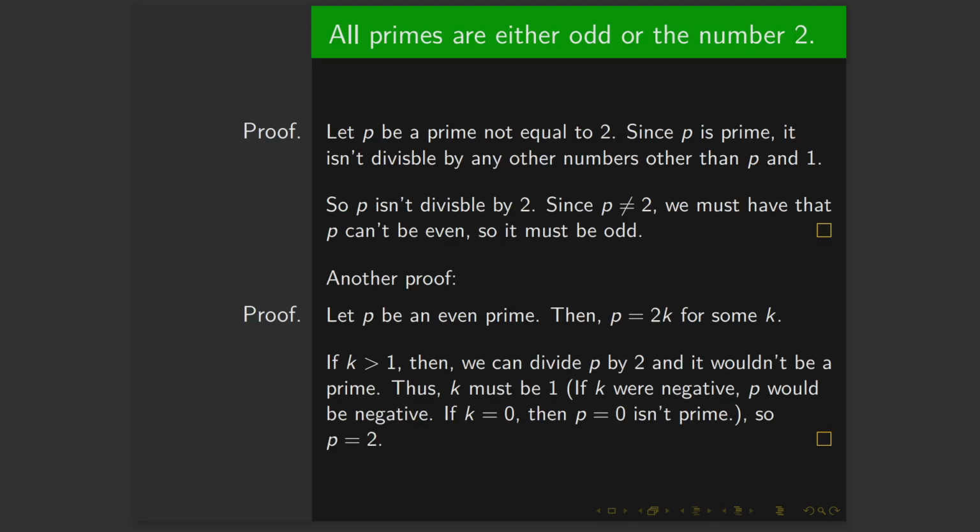And notice here that if k is negative, P would be a negative number, but we only talk about primes in the sense of natural numbers. And if k is equal to 0, P is equal to 0, that's not a natural number, it's not prime. So P must be equal to 2.